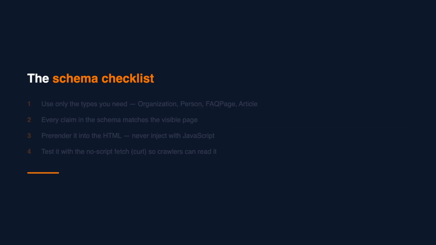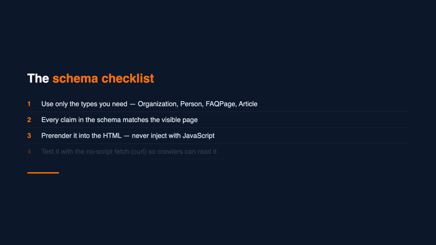So here is the checklist. 1. Use only the types you actually need: organization, person, FAQ, and article. 2. Make sure every claim in the schema matches what the visible page says, because a contradiction here breaks trust just like a contradiction anywhere else. 3. Pre-render it into the HTML. Never inject it with JavaScript. 4. Test it with the no-script fetch you just saw so you know the crawlers can read it. 4 steps, and your schema is doing its job.